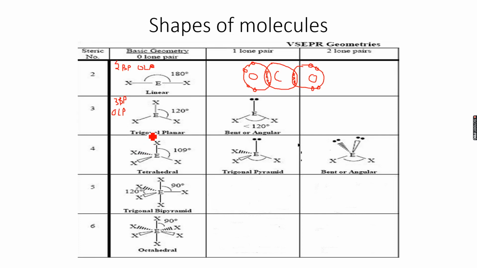So in this case, the shape is called trigonal planar, and the bond angles are 120 degrees. Now in a plane, the bond angle is always 120 degrees, so this makes a lot of sense. Trigonal planar, bond angles 120 degrees.